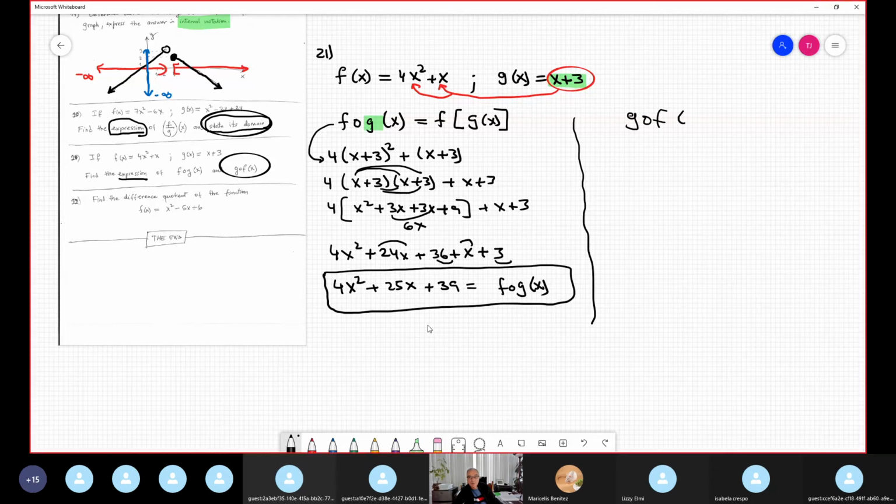g composition f of x. I suppose it's easier because you take this expression, because f now is the first function, and plug it in here. So basically you replace the entire f function into the x of the g. Entonces, well, it's 4x squared plus x. Replace this x plus 3. Boom, it's easy. Wow, this is g composition f.